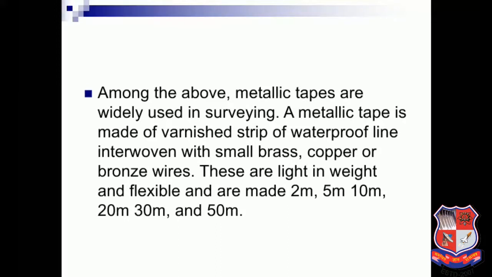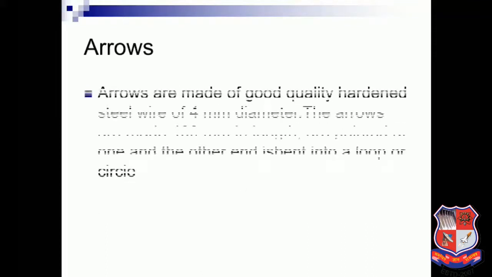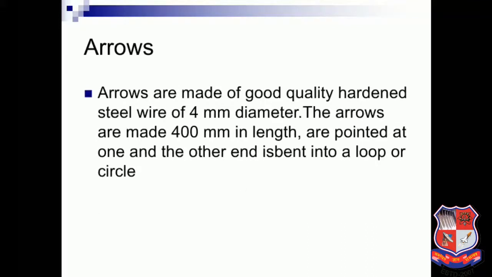A metallic tape is made of one strip of waterproof linen interwoven with a small brass, copper or bronze wire. These are light in weight and flexible and are made in 2 meter, 5 meter, 10 meter, 20 meter, 30 meter and 50 meter lengths. Now the arrows are made of good quality hardened steel wire of 4 mm diameter. The arrows are made 400 mm in length, pointed at one end and bent into a loop or a circle at the other end.